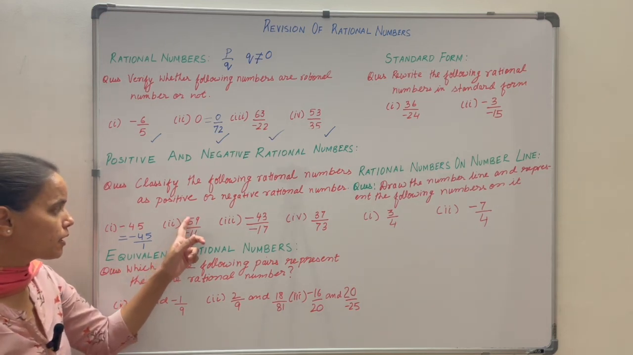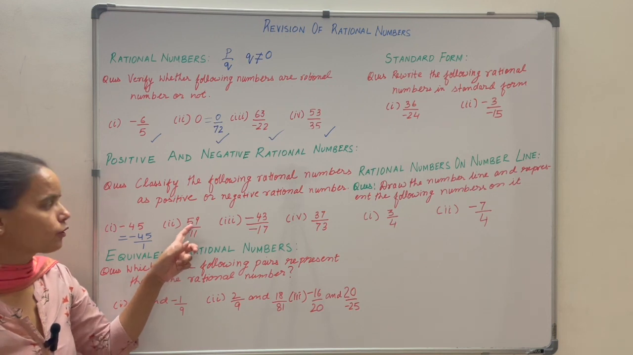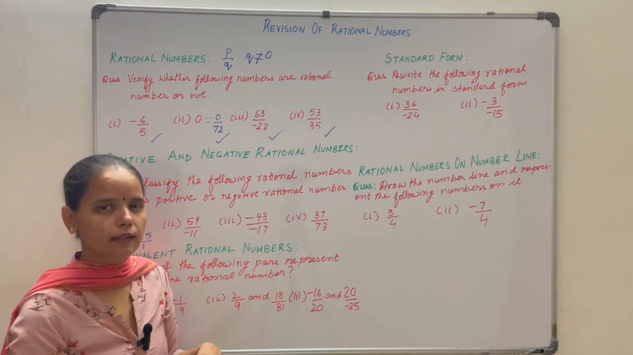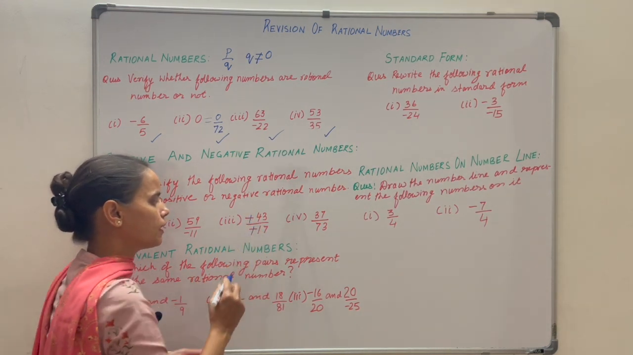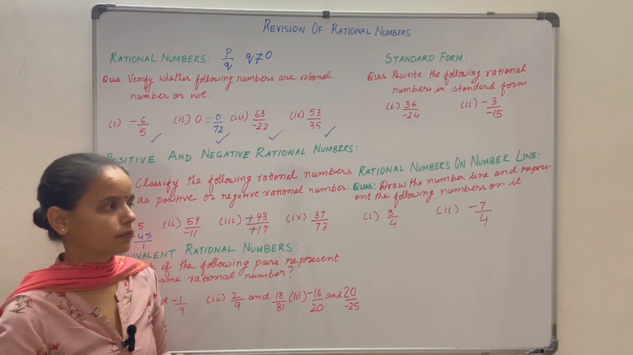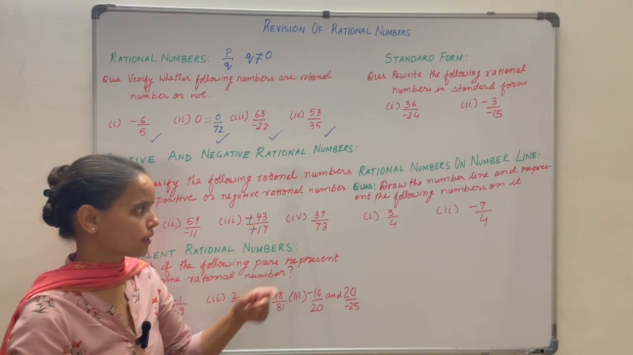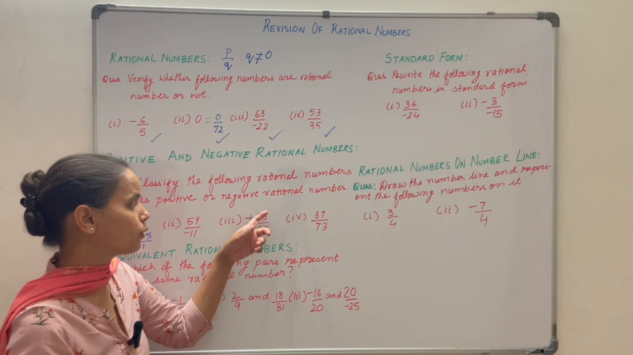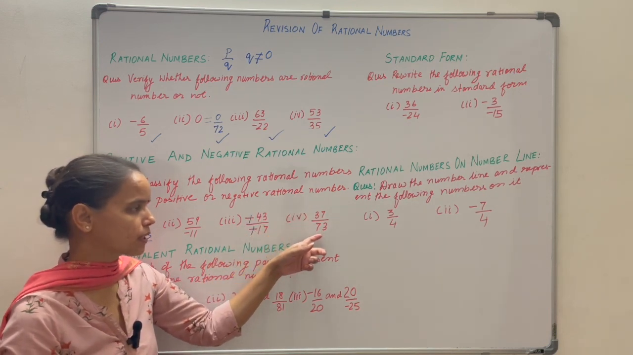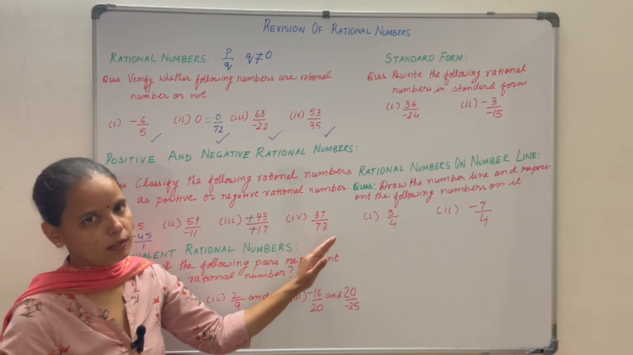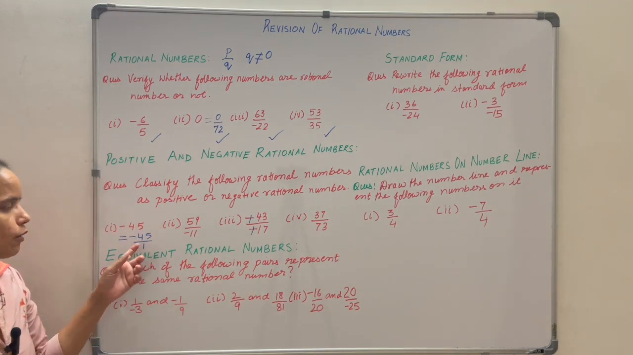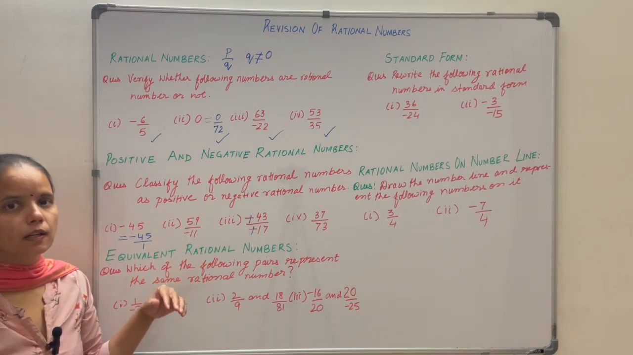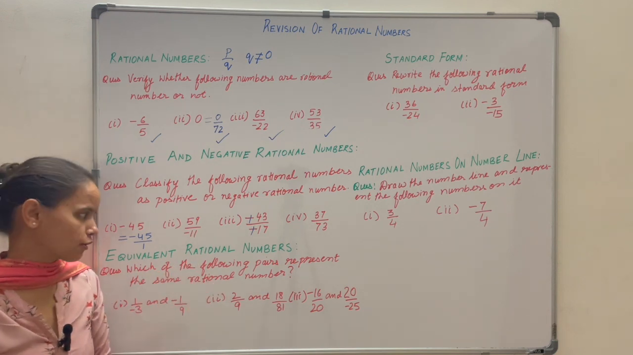Here also numerator is positive, denominator is negative. So this is a negative rational number. Here both numerator and denominators are negative. So you can cancel both the negative signs. So now both numerator and denominator are positive. So this is a positive rational number. Here both the numerator and denominator are positive. So that is a positive rational number. So when both numerator and denominator are negative or both are positive, then that is called a positive rational number. When either the numerator or the denominator is negative, then they are said to be a negative rational number.